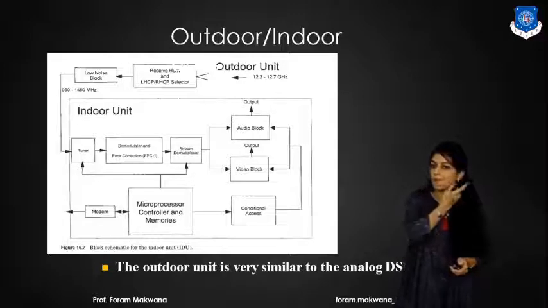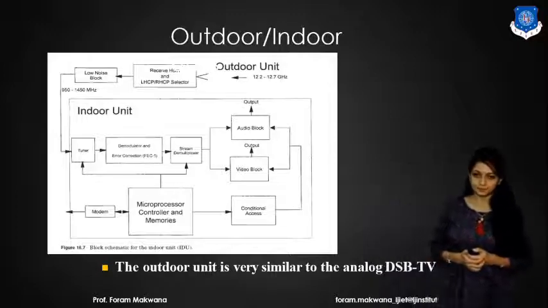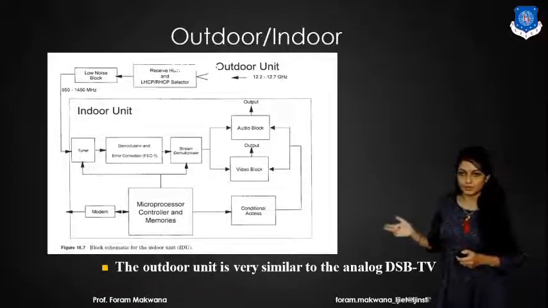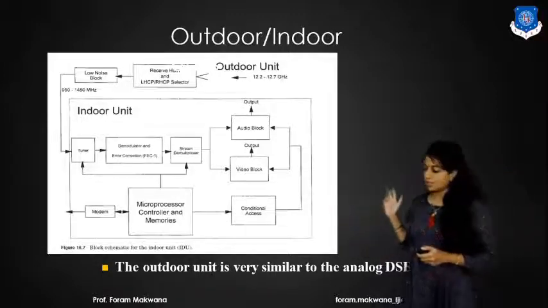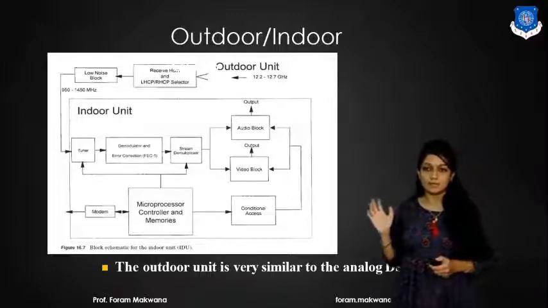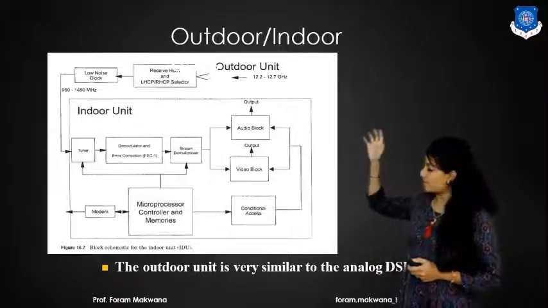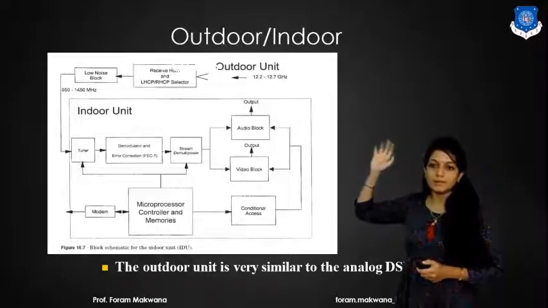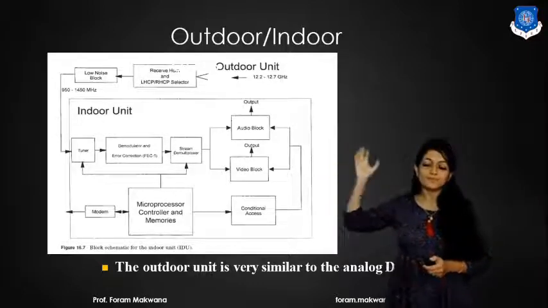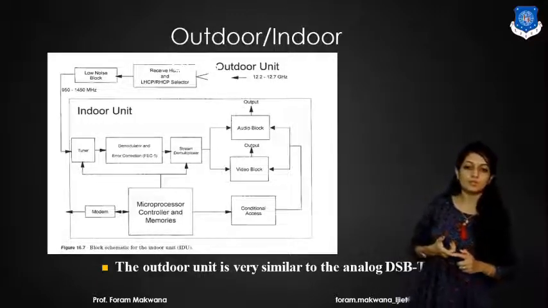Now, the block diagram of the digital DBS TV receiver consists of an outdoor unit and an indoor unit. The outdoor unit is very similar to the DBS TV receiver. It consists of a parabolic dish antenna and a low noise block, that is the low noise amplifier, which amplifies the signal and also improves the signal to noise ratio.